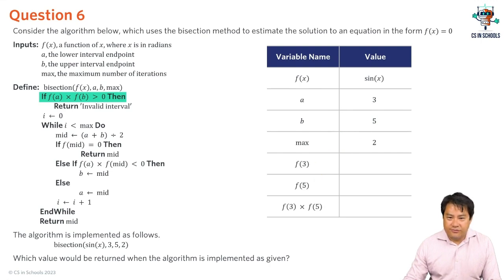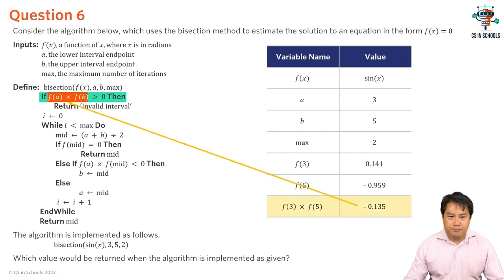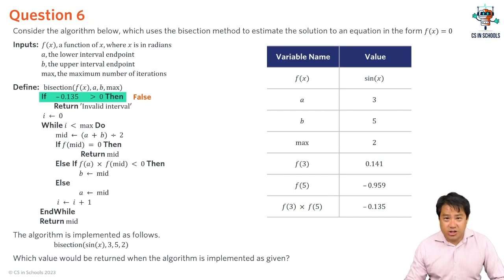So f of a and f of b become f of 3 and f of 5, and f of 3 by f of 5. So if we evaluate those, given that the f function is sine of x, and we pop that into a calculator, we find that f of 3 by f of 5 is equal to negative 0.135, correct to 3 decimal places. So we're going to substitute that back into our expression there, and we can see that we're just checking if negative 0.135 is greater than 0. So it is not greater than 0, so that condition is false.